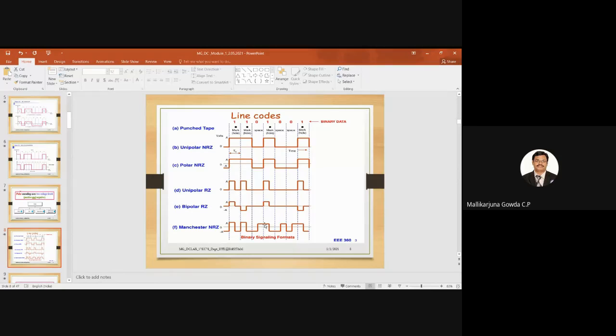Okay. So there will be a transition in every bit duration at the half of the bit duration. That is from plus 5 volts to minus 5 volts, or from minus 5 volts to plus 5 volts, depending upon the data, whether it is 1 or 0. If it is 1, as I said, it will be plus 5 volts for half the bit duration, and it will be minus 5 volts for another half the bit duration. For data 0, it will be minus 5 volts for half the bit duration, and it will be plus 5 volts for another half of the bit duration. So this, we call it Manchester line coding.